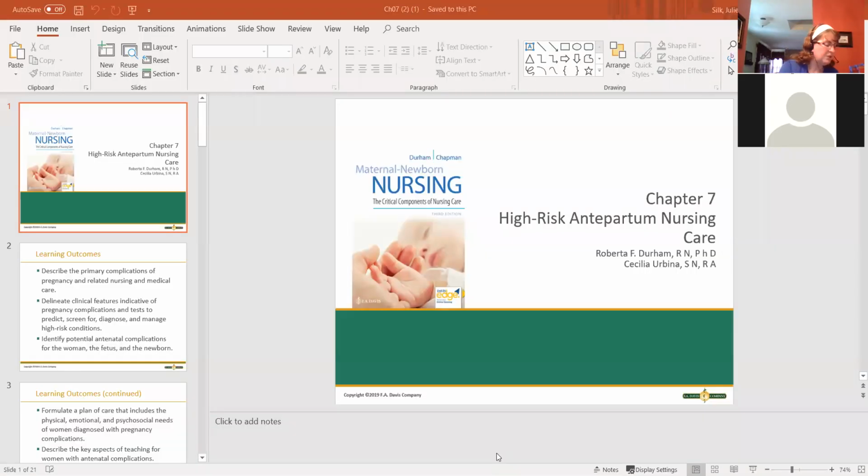All right, so this chapter has a lot of important stuff in it. If anything, I would try and focus a little bit more on this chapter because it talks about some of those complications that you might see during pregnancy. So in chapter 7, you're basically looking at high-risk pregnancies, right? So let me get to the right slide here.